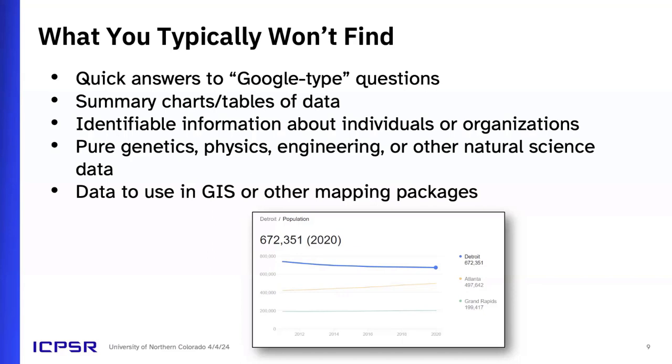You also won't find identifiable information about any individuals or organizations. So if you're looking to do a deep dive on a particular business or maybe nonprofit organization, we're not going to give you the details that identify that organization necessarily. We take respondent confidentiality quite seriously, and so we remove any direct identifiers, and we often coarsen the indirect identifiers to make sure that people can't be re-identified in the data that we distribute.